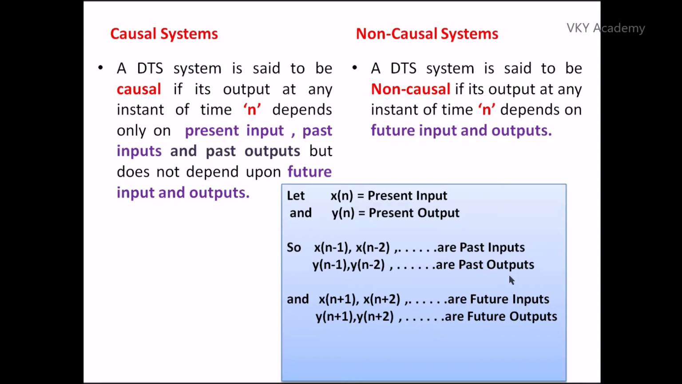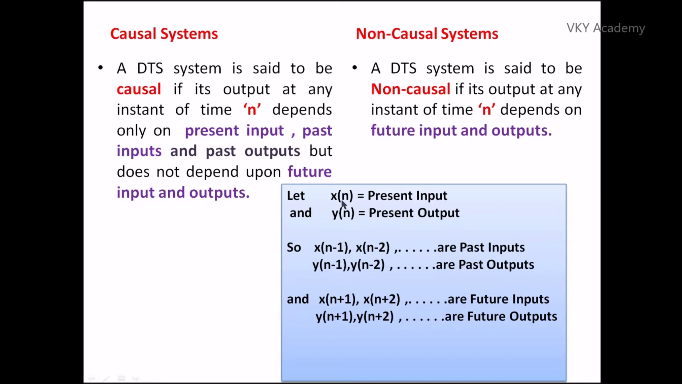Now on the other side, a discrete time system is said to be non-causal if its output at any instant of time n depends on future inputs and outputs. So it doesn't matter if the system output depends on the present input and past outputs. If at any instant of time n, its output depends upon the future inputs and outputs, then we can say that system is a non-causal system.